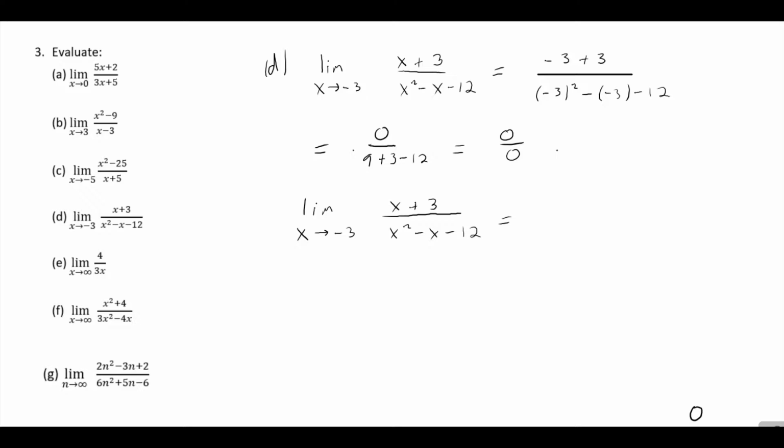For this one, we'll try to factorize the bottom of it and see if we can cancel anything out. So we're going to say limit of x approaches minus 3 of x plus 3, leave that as it is, and then we'll see if we can factorize the bottom of it. So we're going to have two brackets here, and then an x at the front because we've got a coefficient of 1 there. And then we're going to look at what numbers multiply to make minus 12. So let's think about different ones. We want those numbers to add up to minus 1.